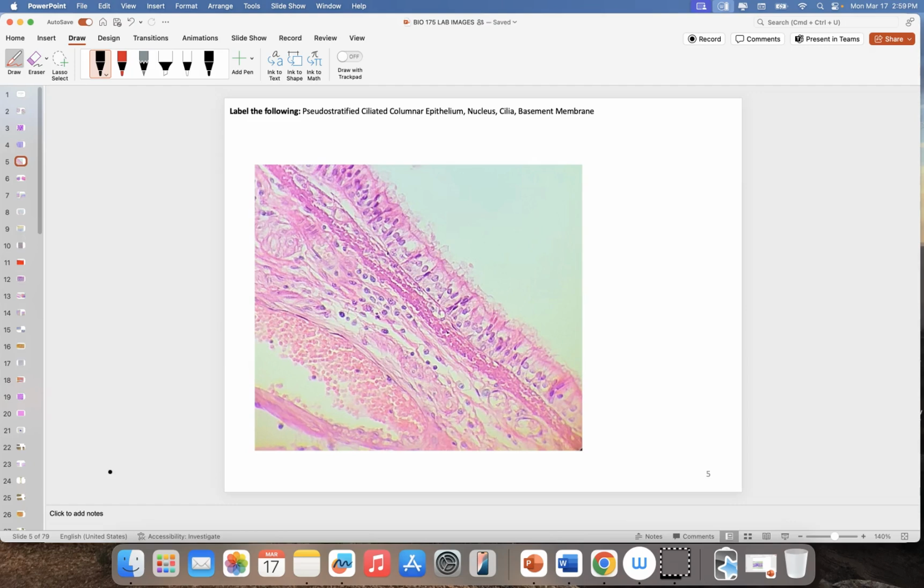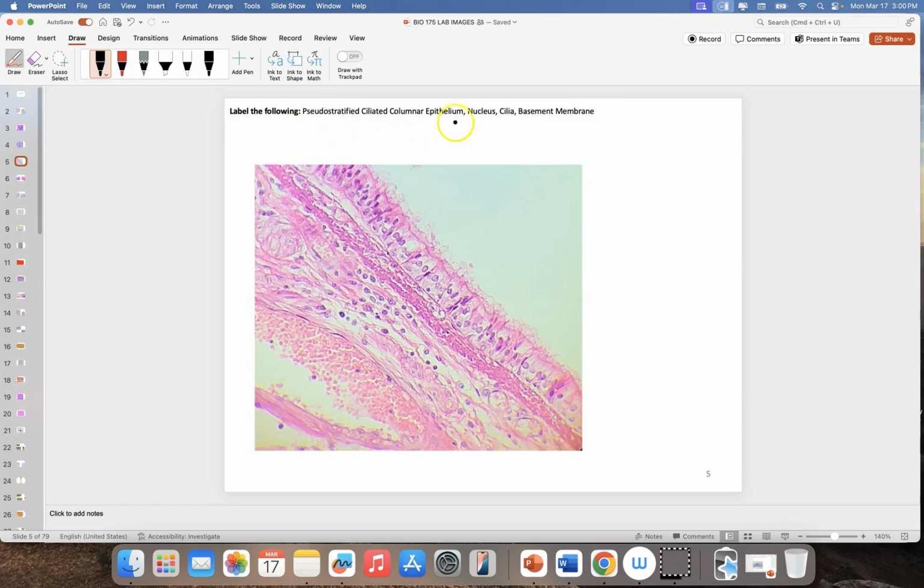Here in this image, we can see pseudostratified ciliated columnar epithelium. And this is an image taken underneath the microscope of the trachea, since that's one of the locations of this tissue. We find pseudostratified ciliated columnar epithelium lining the nasal cavity, lining the trachea, lining the bronchi, and in portions of the male reproductive tract.